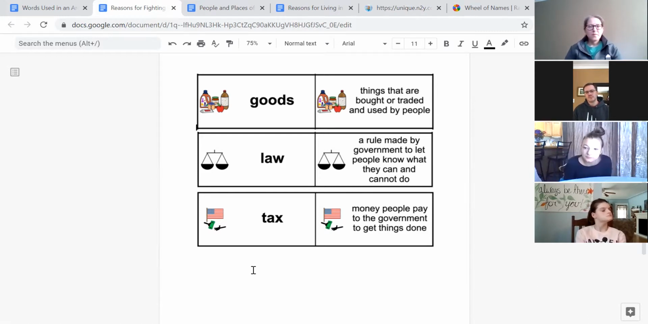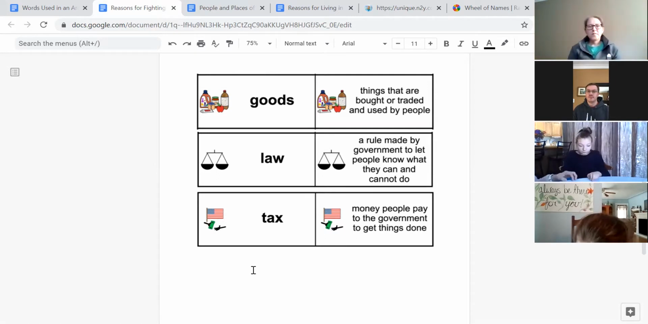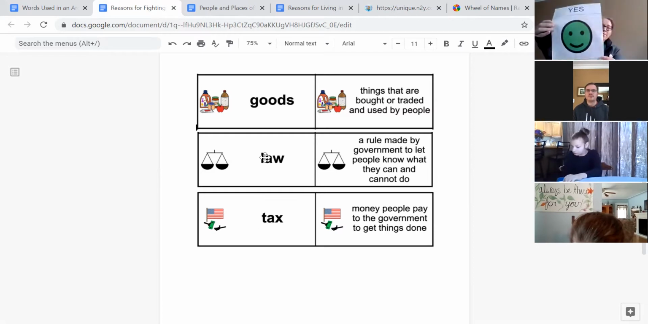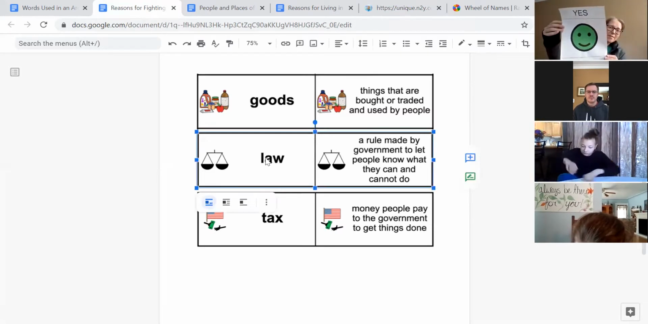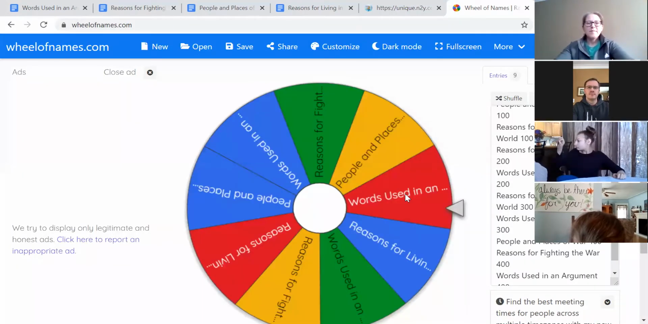And it's not goods because that looks like food and some things we would have. That's not a rule. And a tax says it's money people pay. So that's not our choice. What about law? Is a law a rule? Yes, I think so. All right, back to our wheel.